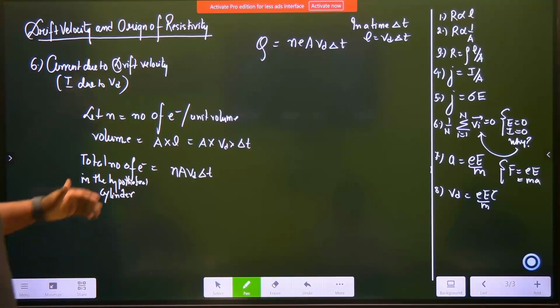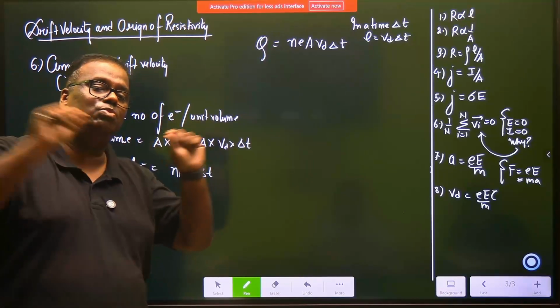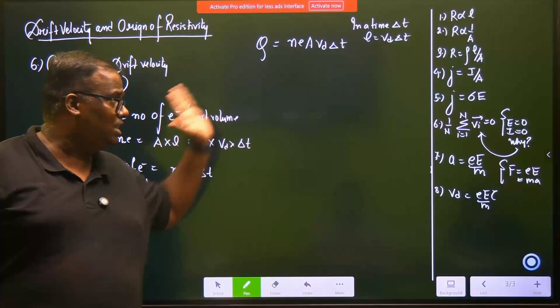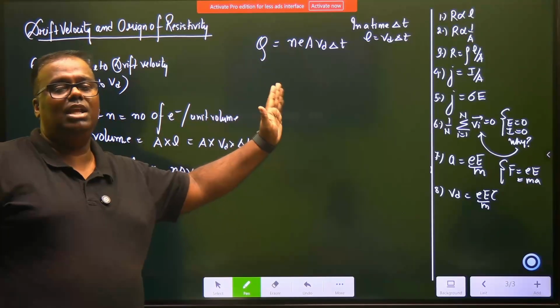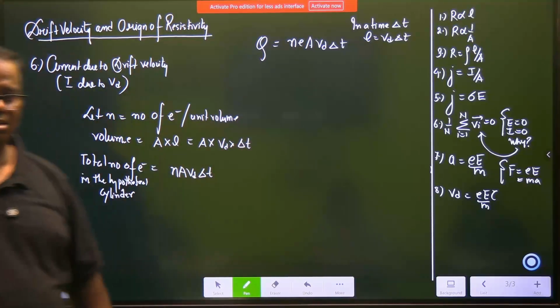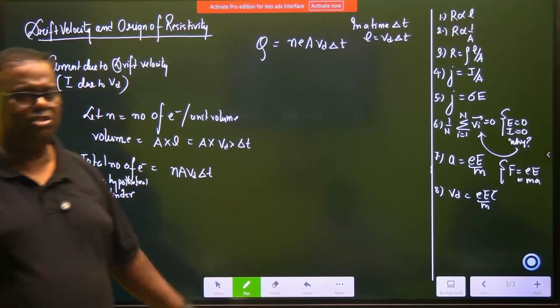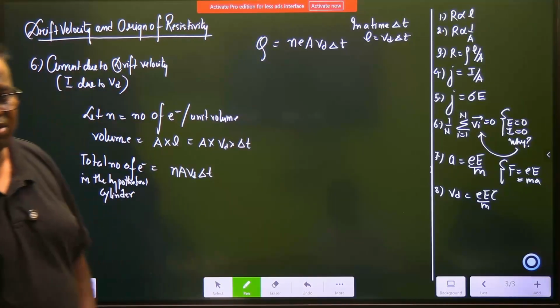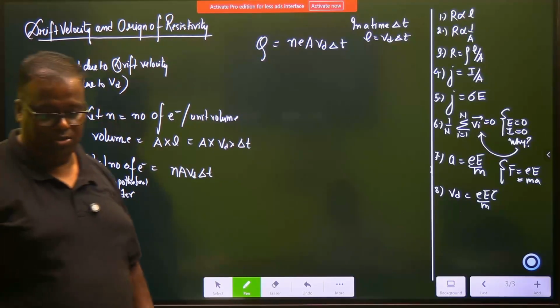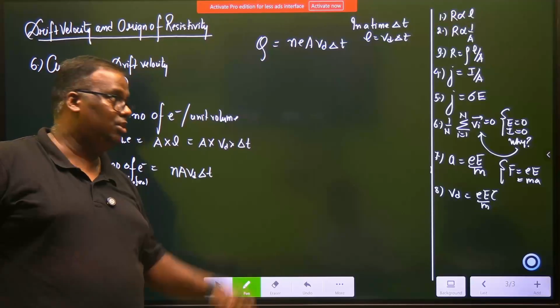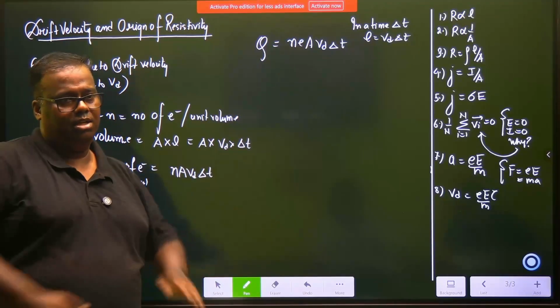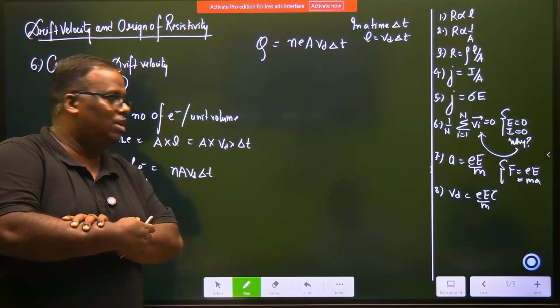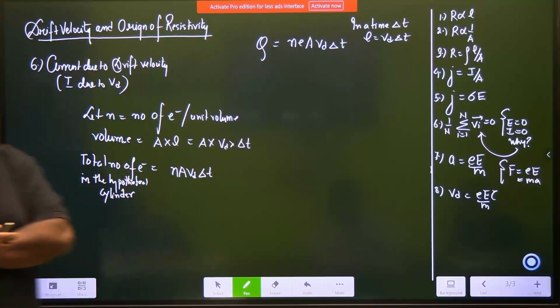Tau is relaxation time, the time between two successive collisions. That has nothing to do with this. I am saying in any small instance of time delta t, an electron covers a distance equal to Vd into delta t. Any confusion, just let me know.